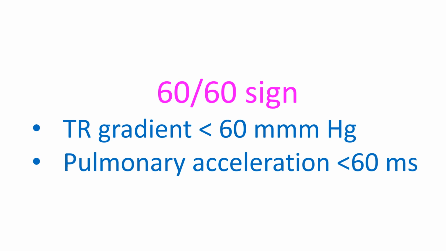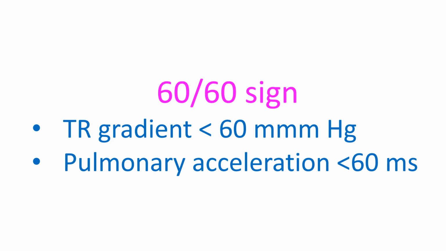The sign has two components. Tricuspid regurgitation jet gradient of less than 60 millimeters of mercury, corresponding to TR velocity less than 3.9 meters per second. Pulmonary flow acceleration time of less than 60 milliseconds. It may be noted that TR gradient should be above 30 millimeters of mercury to indicate pulmonary hypertension due to pulmonary embolism.